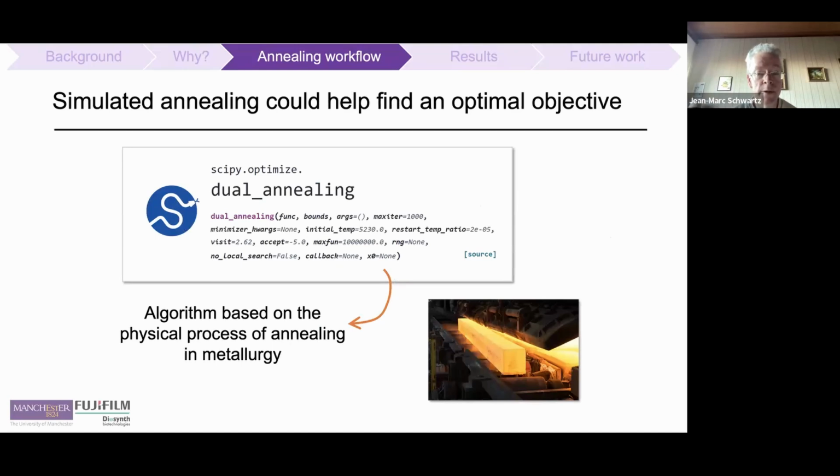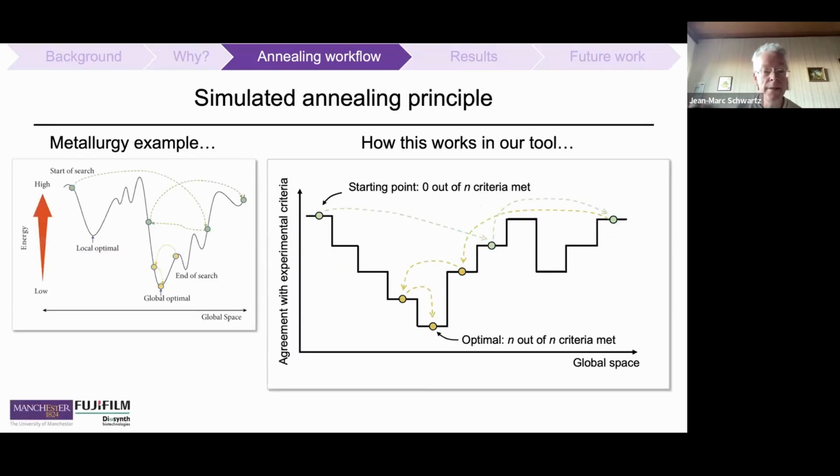Again, not sure if everyone is familiar with it, but basically it's an analogy based on the physical process of cooling a big piece of metal in metallurgy. So the idea is that, well, I think the next slide explains it a bit more. Yeah. So the idea is that we want to find an optimum in a complicated space.